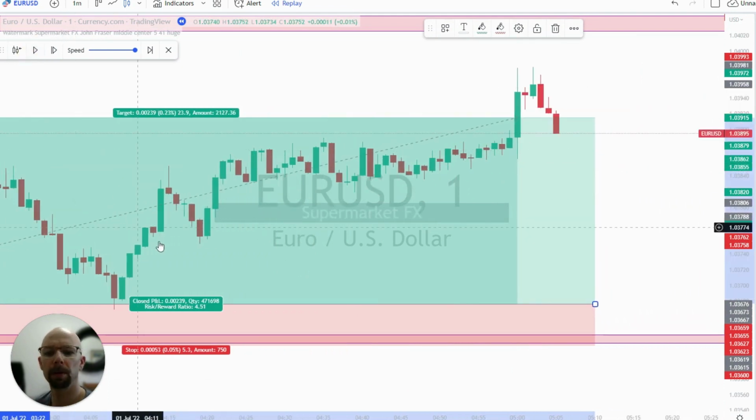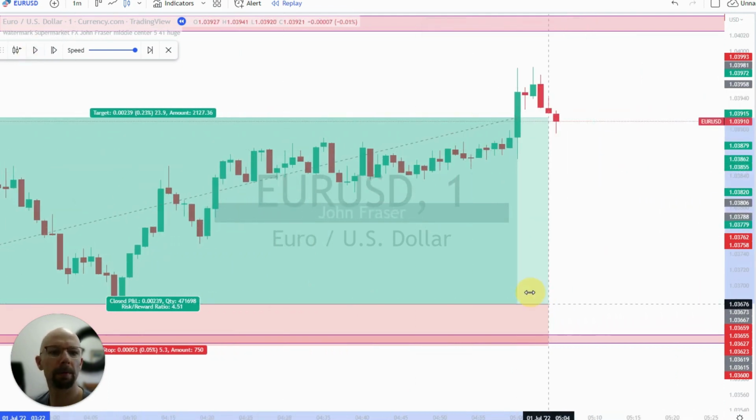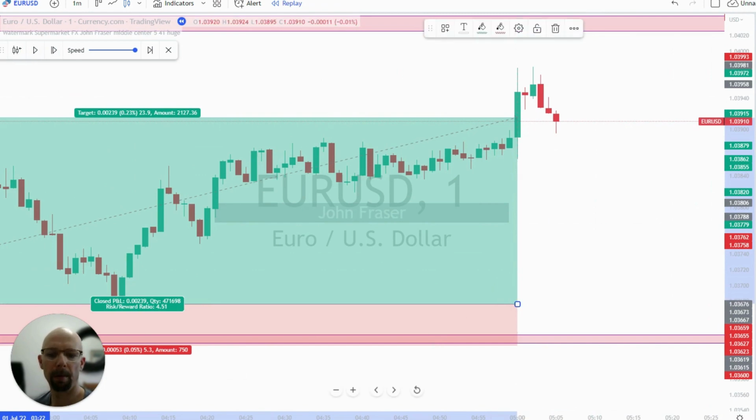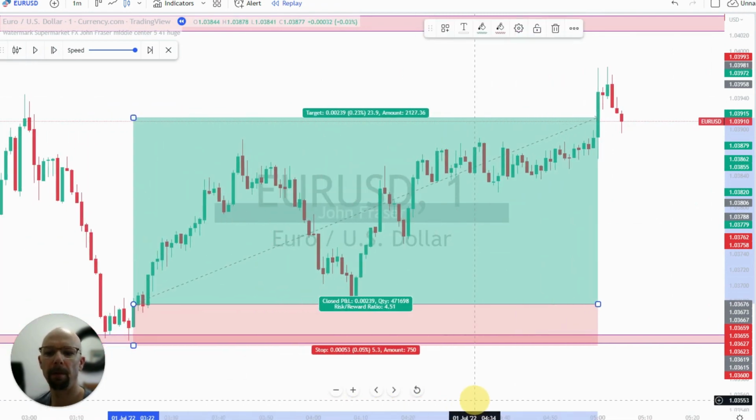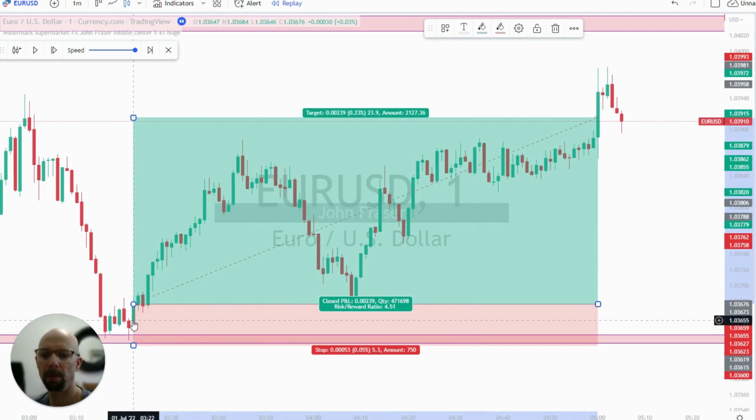Okay, so there we go. So that came up and hit it. Now, if we take a look at this, we got in there, 322, at 5 o'clock, 5 in the morning. So that was just over an hour and a half, and the risk to reward was 1 to 4.5.